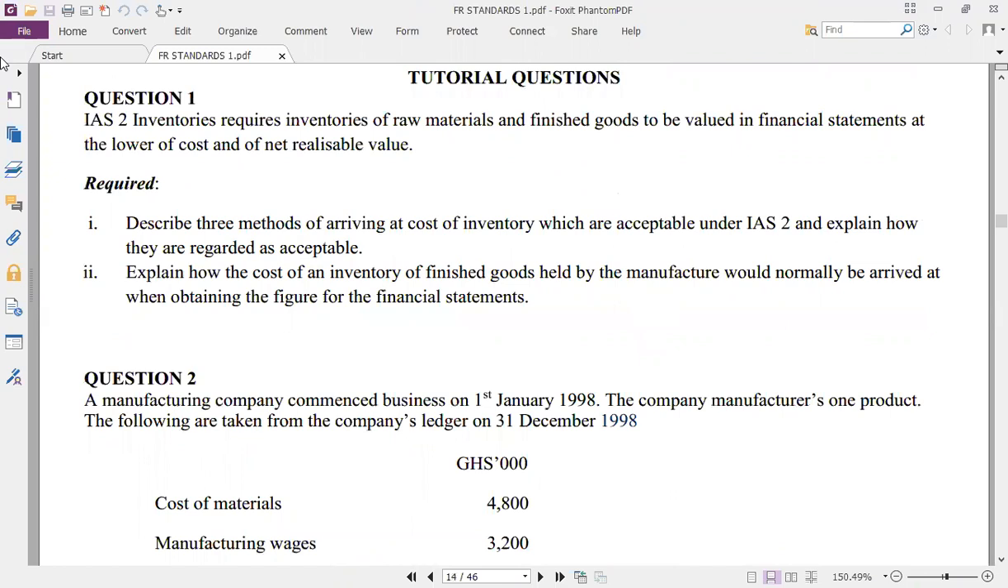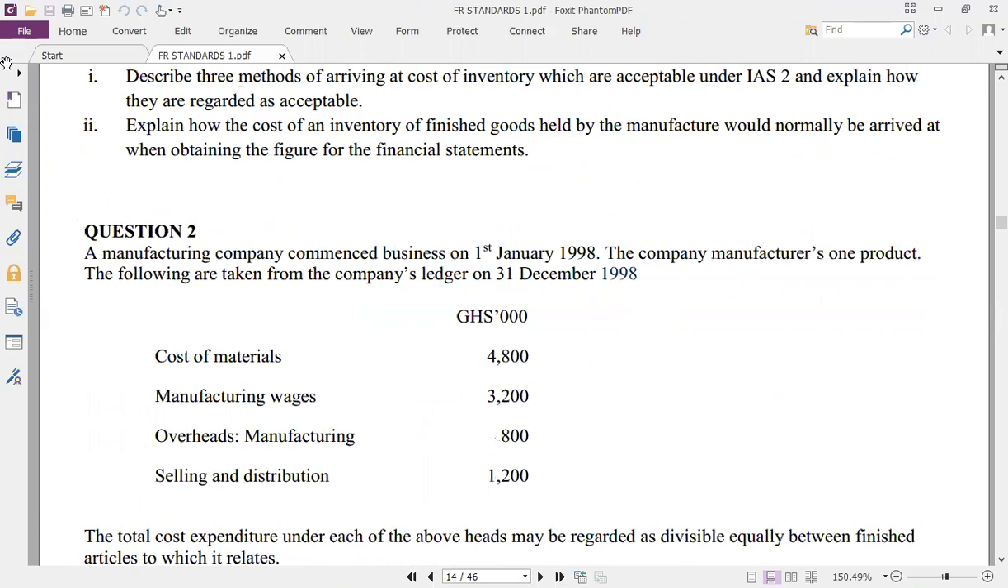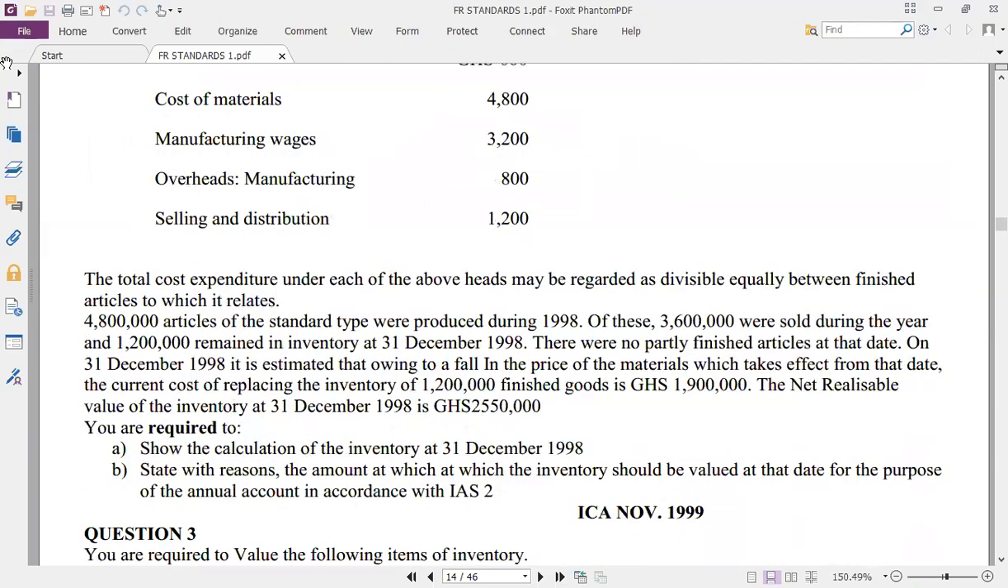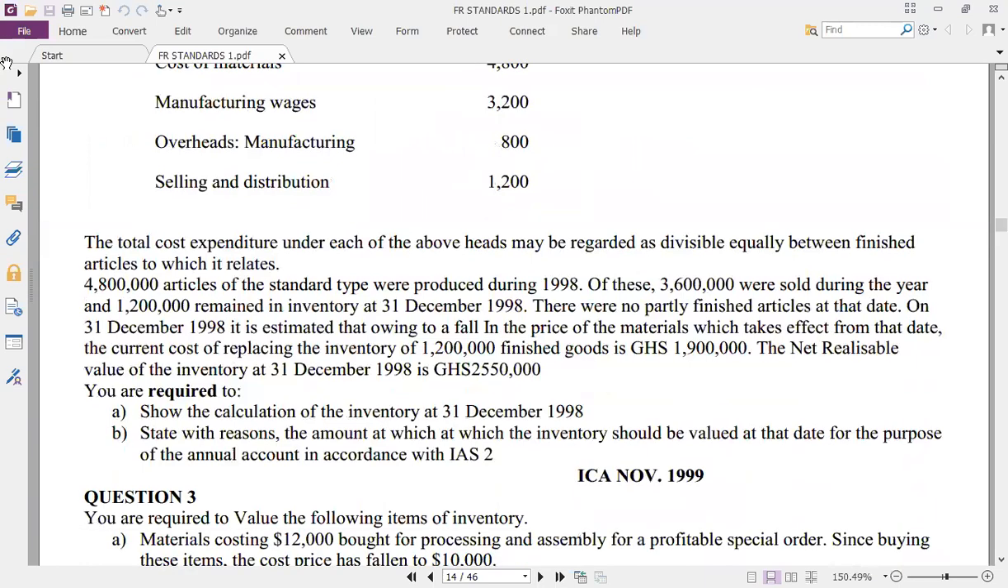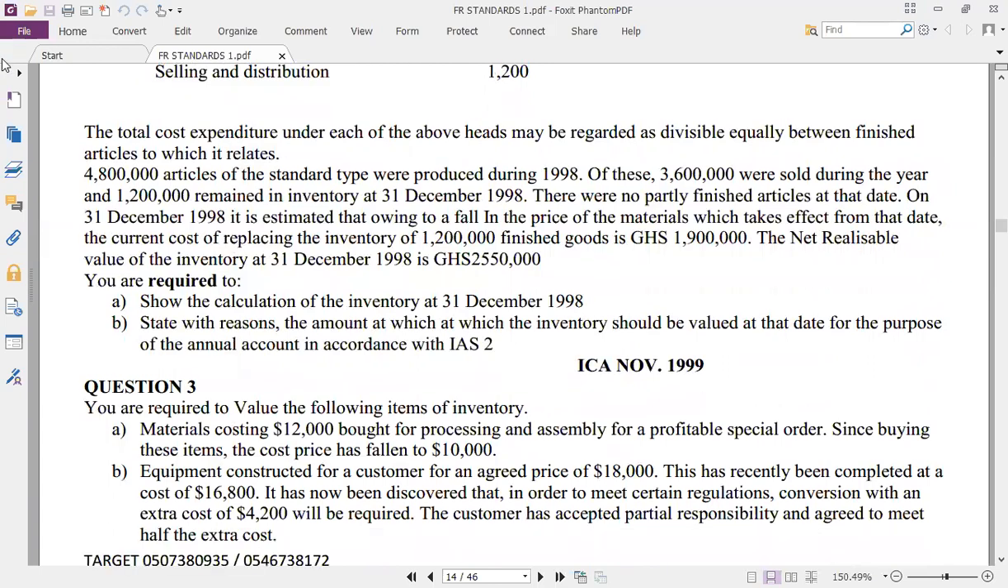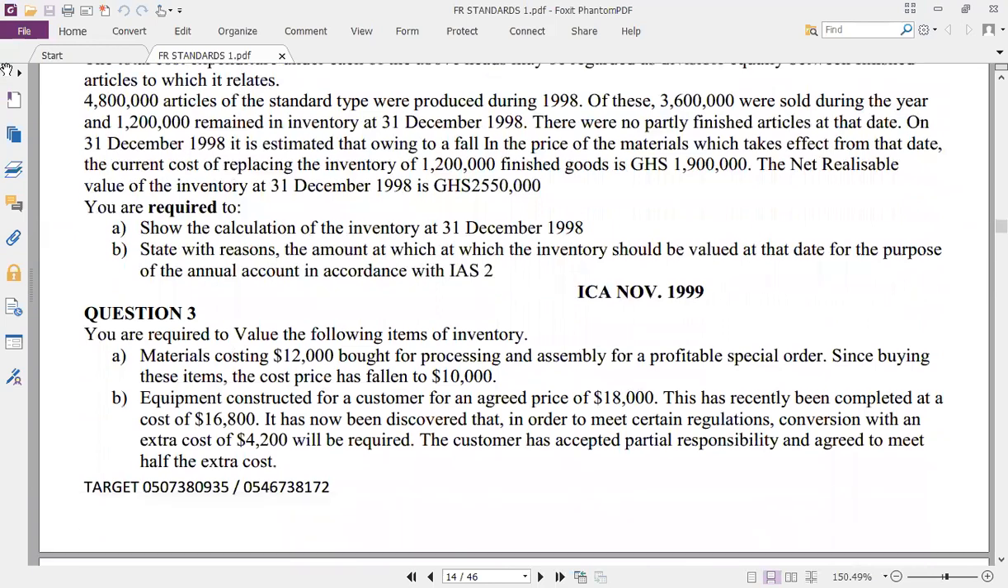Then for the tutorial questions, if you are going straight to question 3, if I do one, you do one, a one-to-one mapping. I did question 6, so you are going to do the next one. So question 2 is a trial one. It's coming from ICA November 1999, so it's a 99 past question. That's how we're doing question 3. It's more recent. So you are doing A, then I'll do the B. In fact, we are doing all.